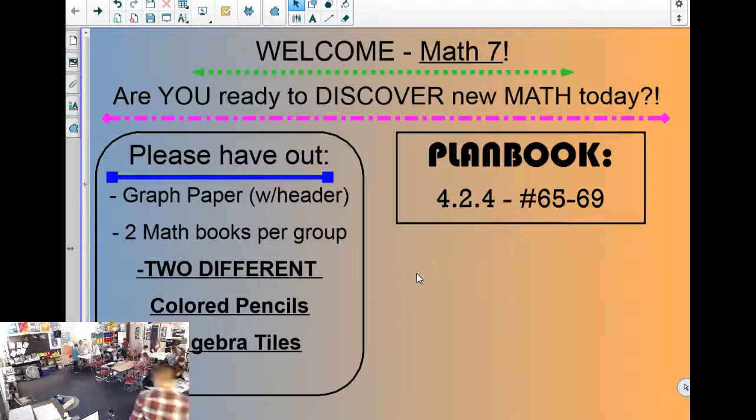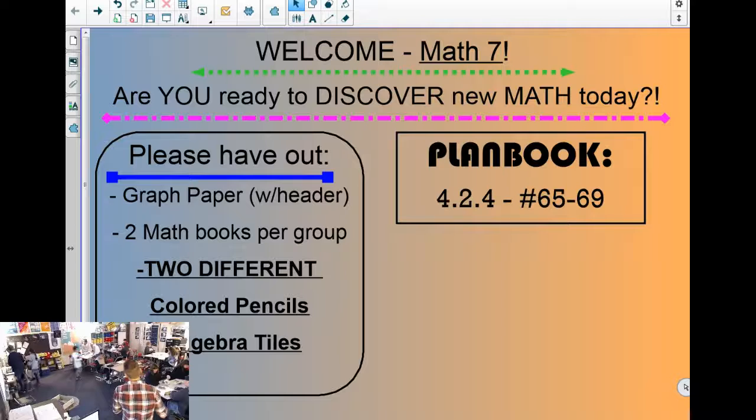Do you have two different colors of colored pencils? That does not mean a pencil and a color. That means two different colors. I mean, that's so many different colors. And you have a bag of algebra tiles that you could share, but you have to have access to them one way or the other. You gotta have access to algebra tiles.